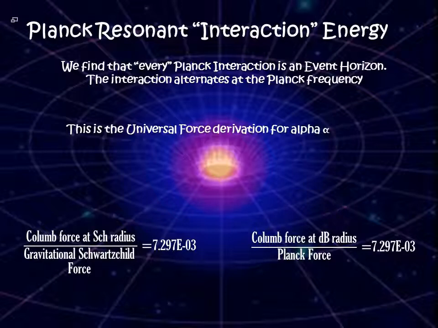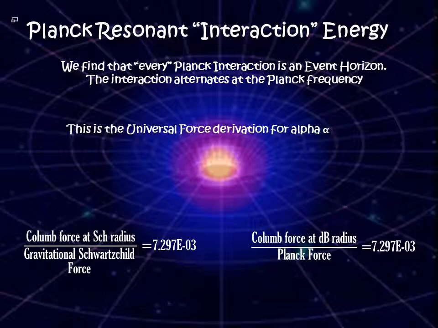To get a little bit closer to this idea, I wanted to focus on the Planck interaction itself. We've got half the Planck mass, 0.707 times the Planck mass, and the Planck mass. We'll focus on just one of these to give you an idea how this chart works. For the Planck mass, the Coulombic force at the Schwarzschild radius divided by the gravitational force at that Schwarzschild radius is equal to alpha.